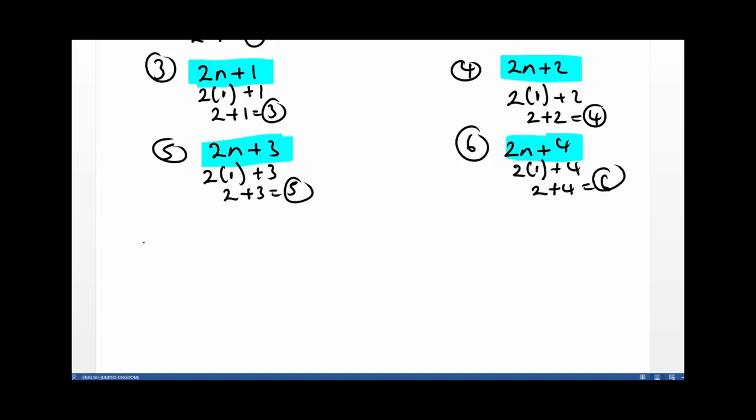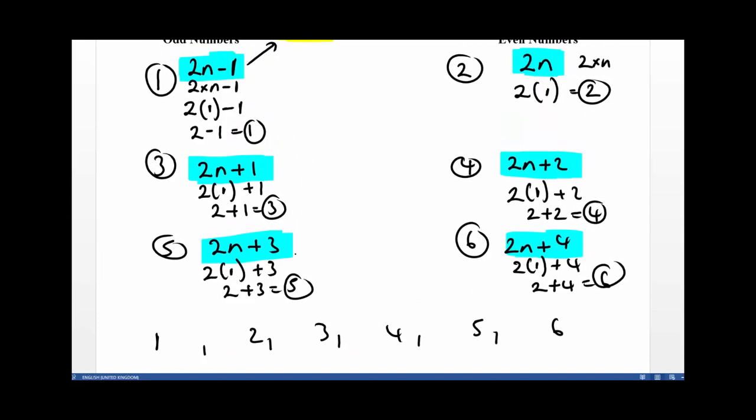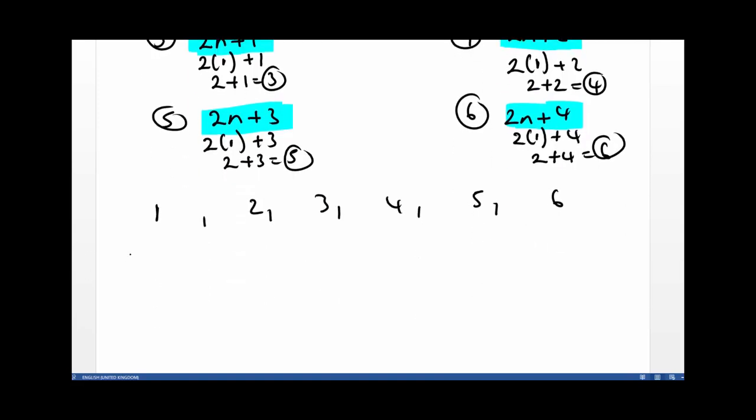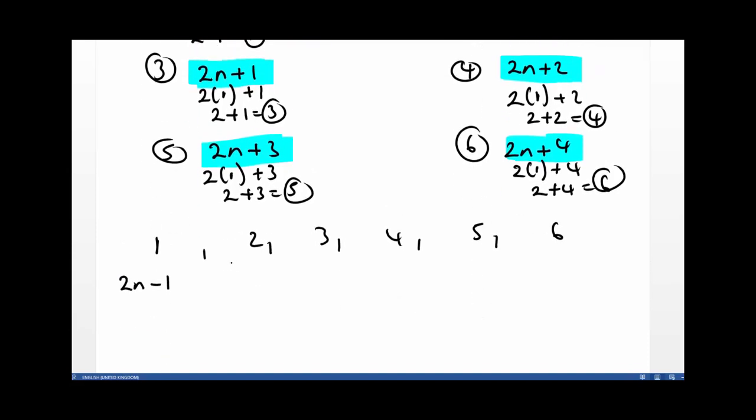So let's write consecutive numbers from 1 to 6. 1, 2, 3, 4, 5, 6. These are consecutive numbers. I'm going to write them algebraically, as we've just stated in here. Our first number, which is 1, was 2n minus 1. Our second number, which is 2, was 2n.